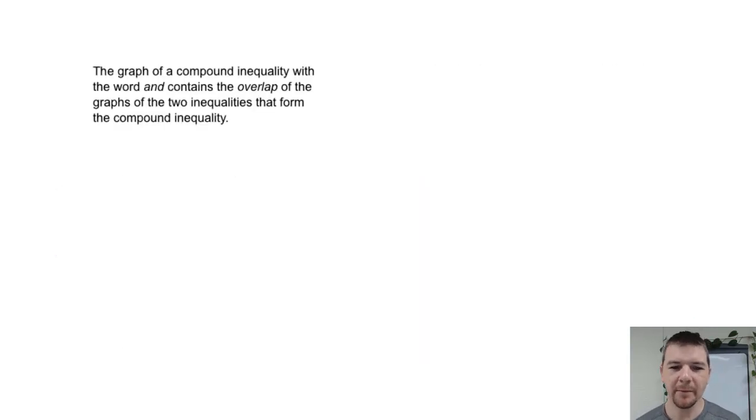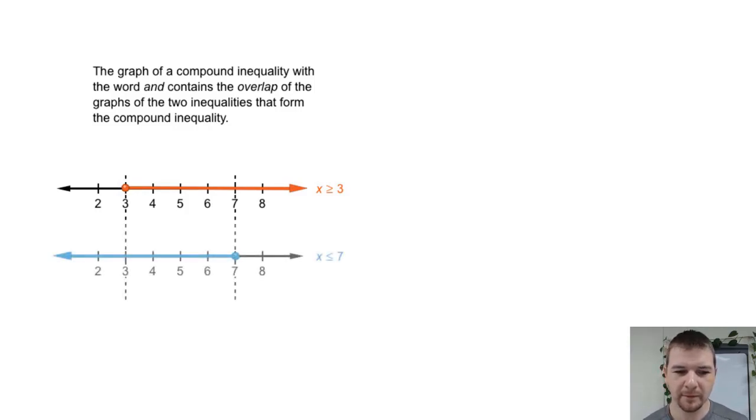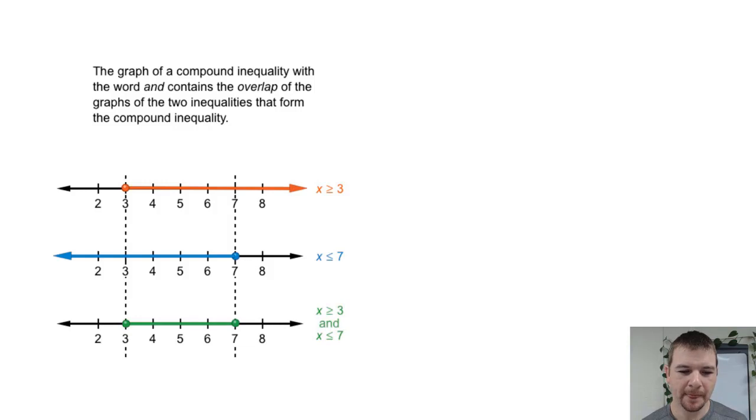The graph of a compound inequality with the word and contains the overlap of the graphs of the two inequalities that form the compound inequality. We can see the diagram below. First, the graph of x is greater than or equal to 3. Then the graph of x is less than or equal to 7. And the compound inequality, x is greater than or equal to 3 and x is less than or equal to 7.